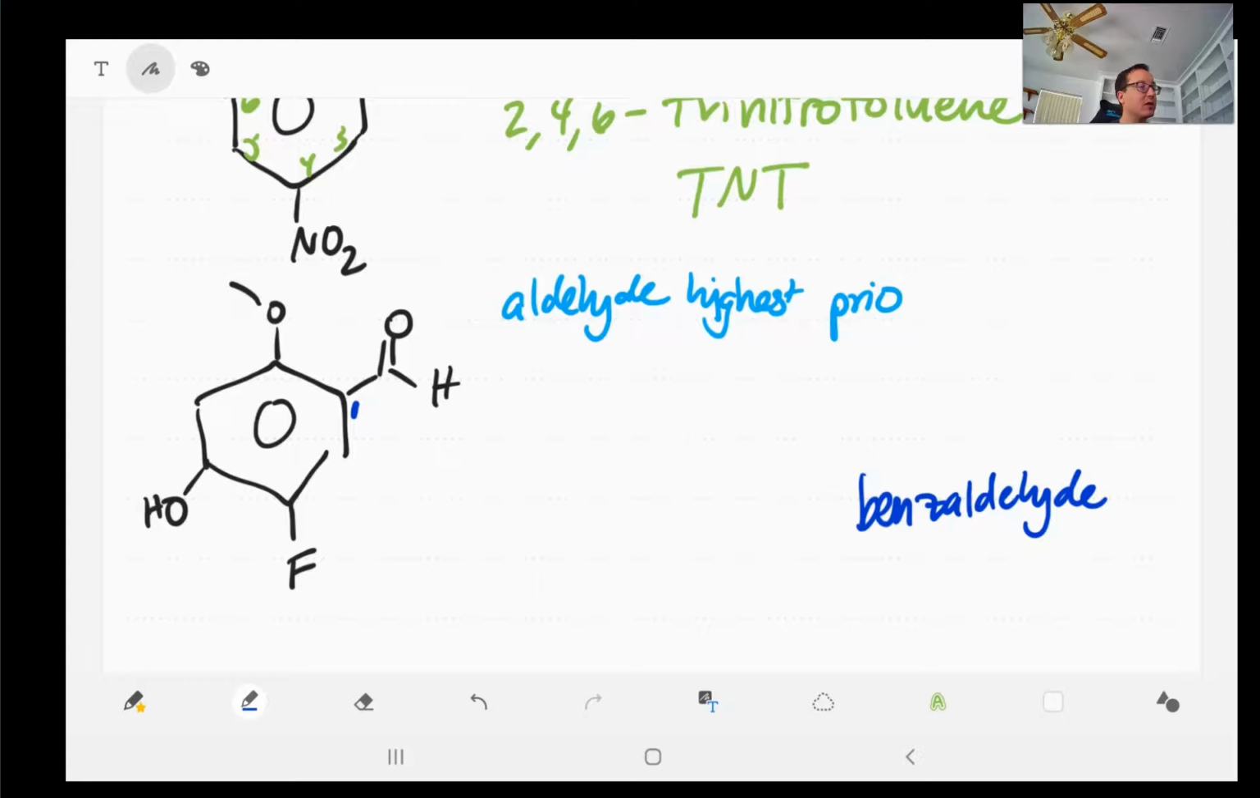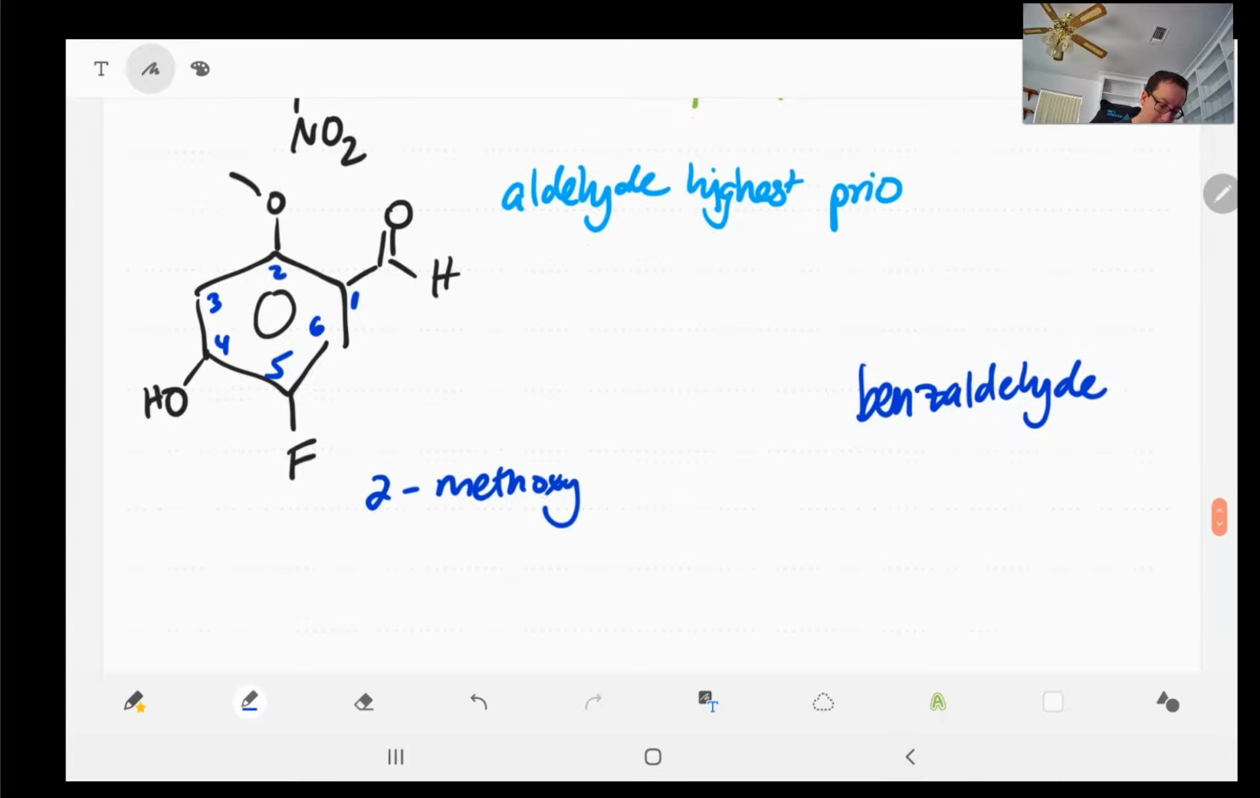Remember, once you have your position 1 done, you want the lowest locator numbers possible. So we're going to start numbering then to the left. Otherwise, we're going to end up with higher numbers. So these will be our carbons. And so now we just have to name these as normal. We're going to have on carbon 2, we have a methoxy. On carbon 4, we have hydroxy. And on carbon 5, we have fluoro.